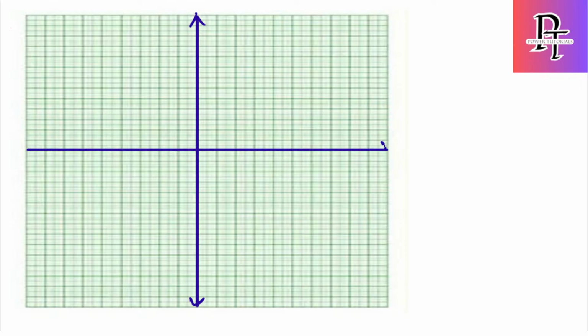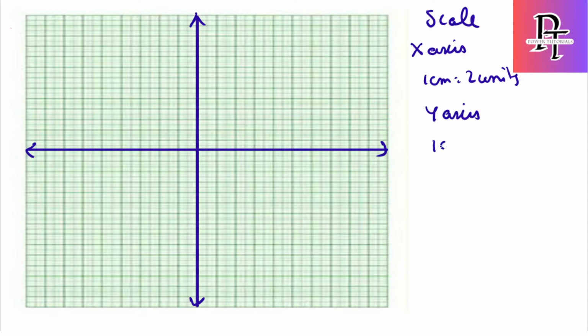Here it is 10, 10, so I will take the scale as 2 centimeters, I mean 1 centimeter equal to 2 units. So this is the y axis. The graph is not proper with me, so I'll take this as the x axis. Okay, scale: on the x axis 1 centimeter as 2 units, and on the y axis 1 centimeter as 1 unit is enough.